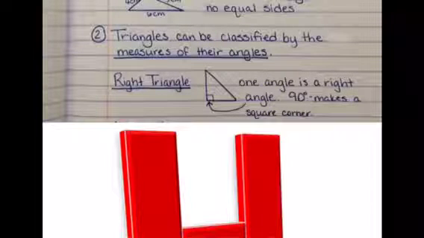One of these can be called a right triangle. It has one angle that is a right angle. It is exactly 90 degrees. And you can make this little square in the corner. That's a right angle. So this is a right triangle if it has one of those.